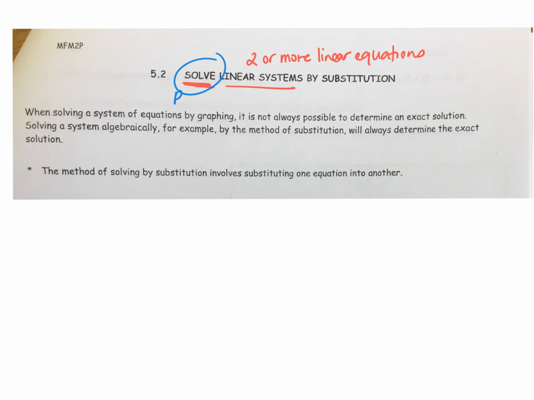We are looking to find the point, write this down please, of intersection, which is a coordinate, right? You're looking for a coordinate that is found on both of the equations. So you're always going to be given two equations and you're trying to figure out at what point do they have the exact same coordinate. But sometimes it's not always possible to determine an exact solution when graphing.